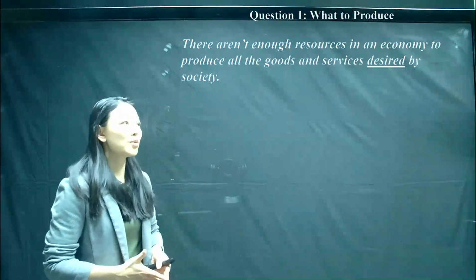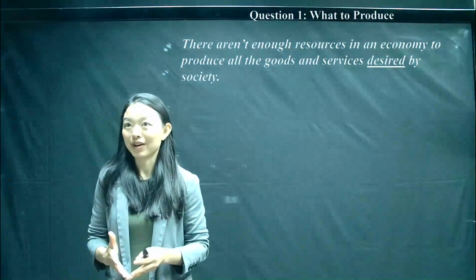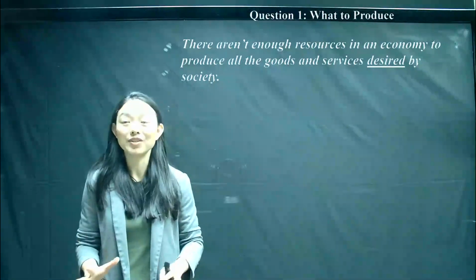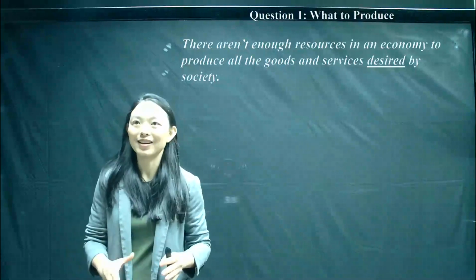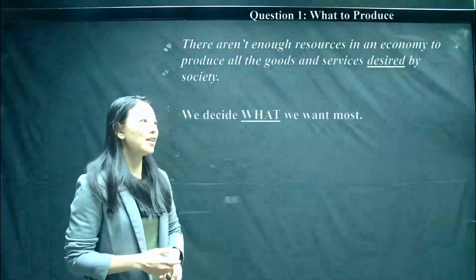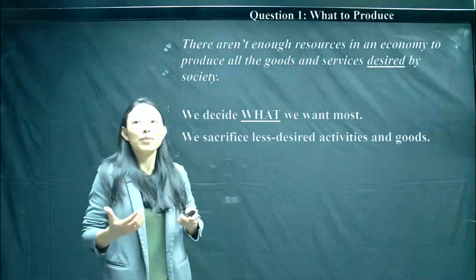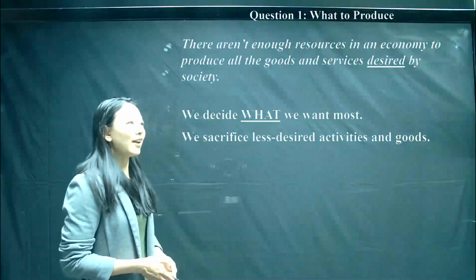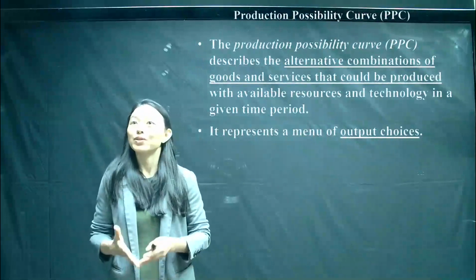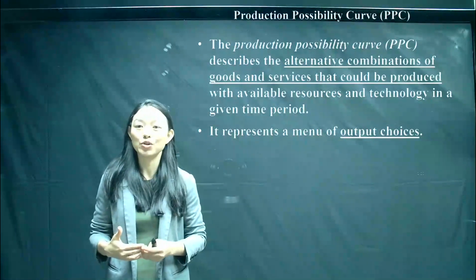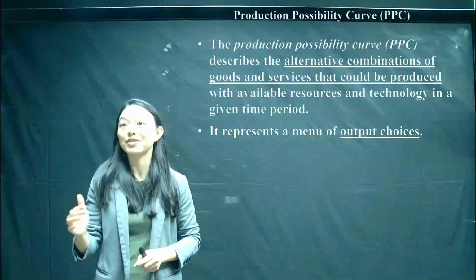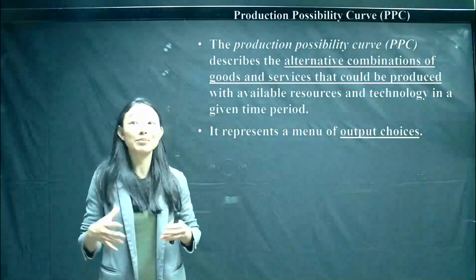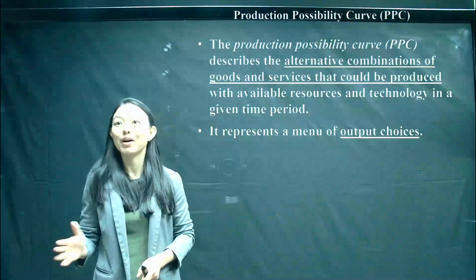What to produce? We know there are not enough resources to satisfy all the needs of human beings, right? Therefore, as a whole society, it needs to decide what to produce. So we need to decide what we want most, and sacrifice the less desired activities and goods. In economics, we always use the production possibility curve to help us find out the combination of goods and services that the society needs. Okay, so the production possibility curve (PPC), in some textbooks it is also called PPF, production possibility frontier.